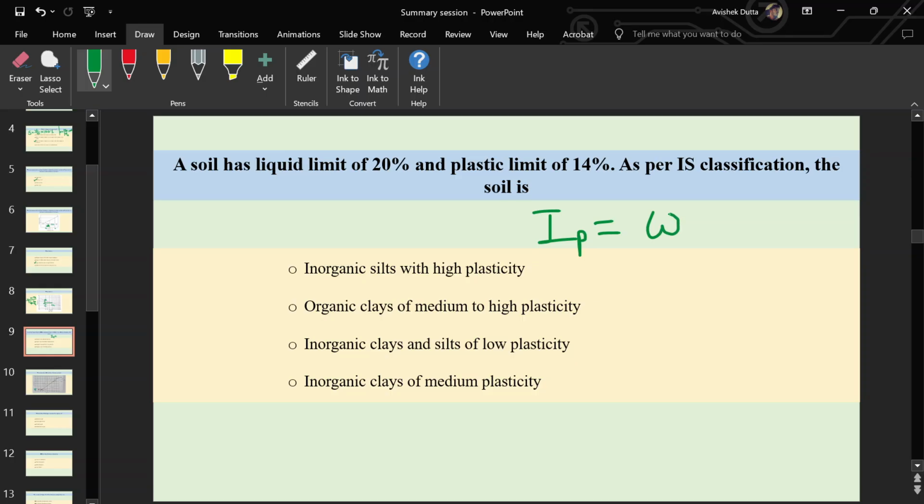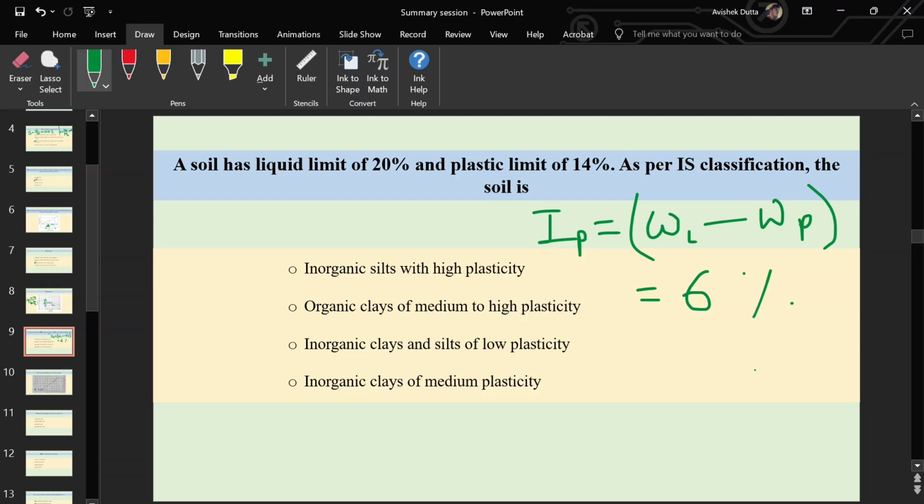What is the formula for plasticity index? Liquid limit minus plastic limit. So what is the value of plasticity index you are getting? 20 minus 14, so 6. Yes, 6 is the plasticity index, 6%.